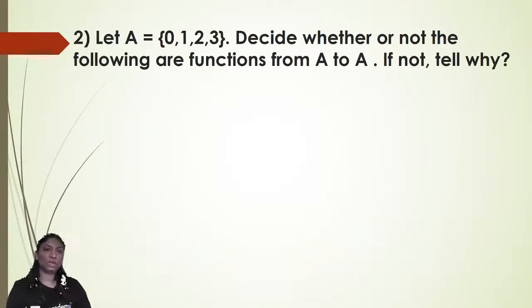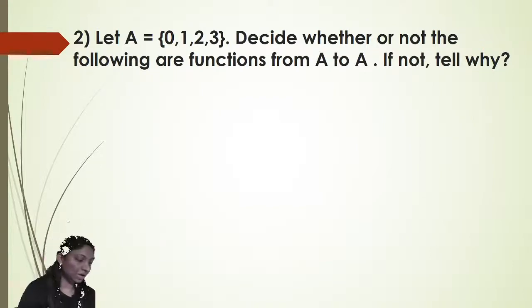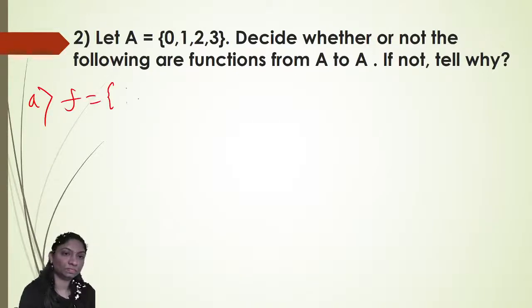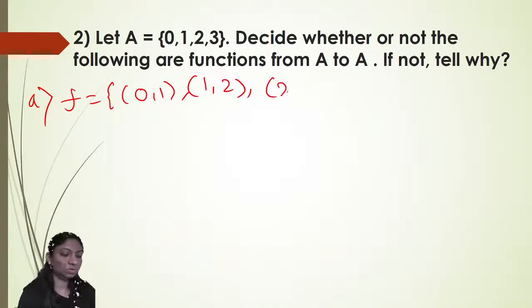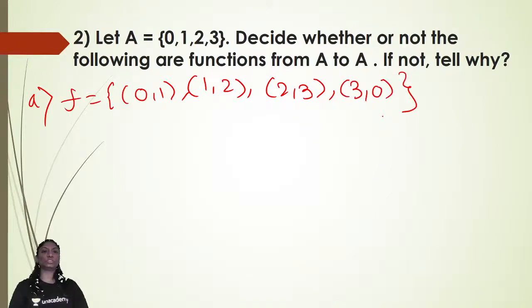Now see. Let A is equal to {0, 1, 2, 3}. Decide whether or not the following are functions from A to A. If not, tell why. Okay, decide whether f is or is not a function from A to A and tell why. Okay, here the functions are given. Okay, f is equal to {(0, 1), (1, 2), (2, 3), (3, 0)}. Now tell me whether it is a function or not.